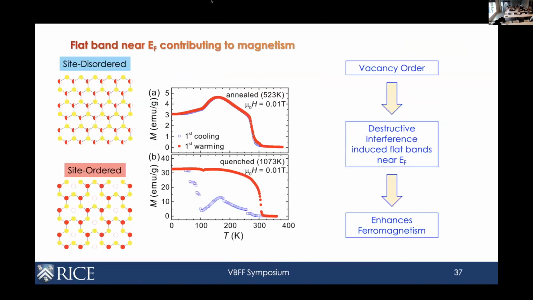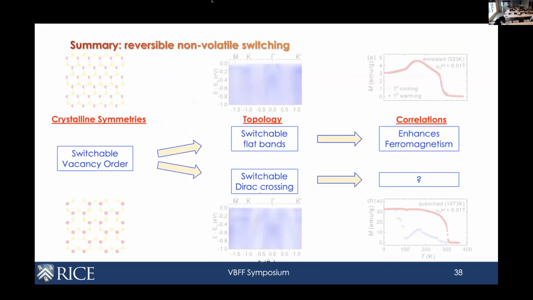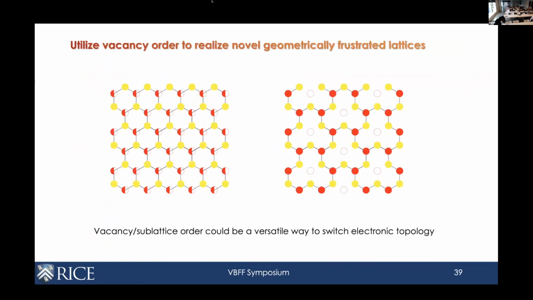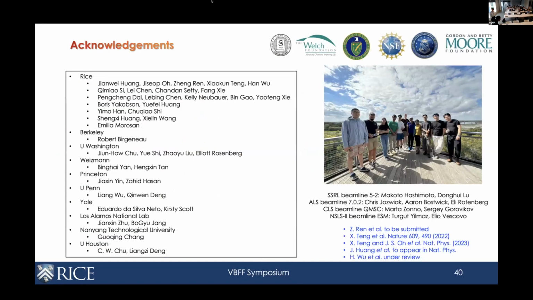I'm going to skip some. So the key message here is that in this example, by playing around with this vacancy order, we can induce a destructive interference that can be turned on and off, and there's a direct consequence on the magnetic property of the material. So just to make the last pitch, this example demonstrates that beyond single crystals, we can also think about finding materials that have these natural vacancy orders as a way to tune the electronic topology. And I will go to the last slide.